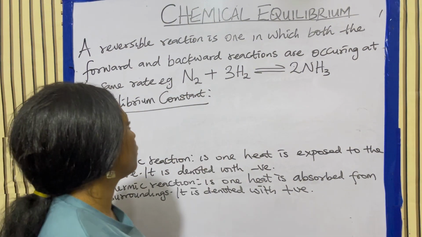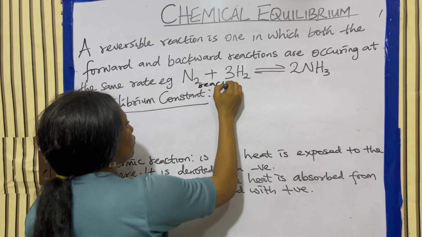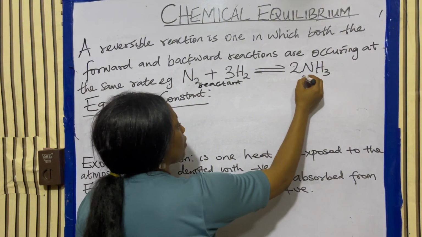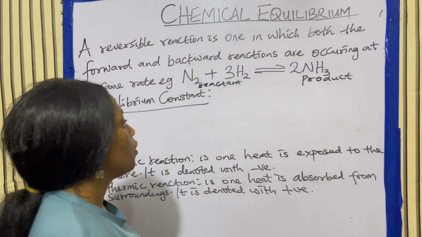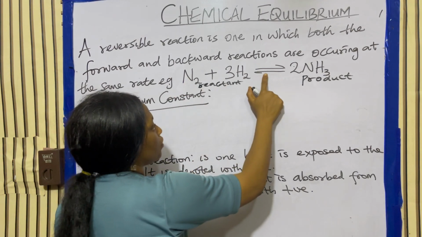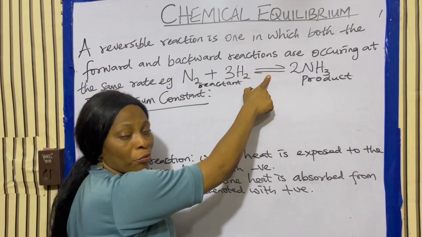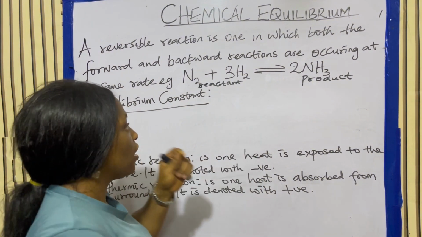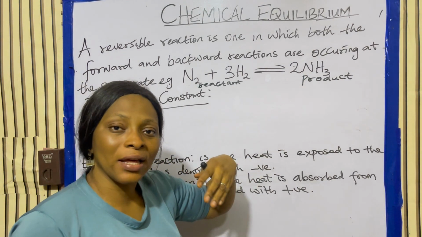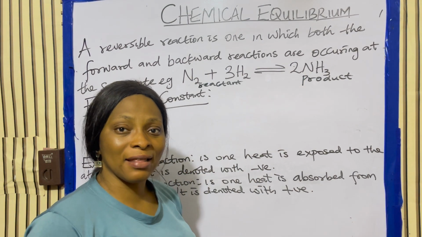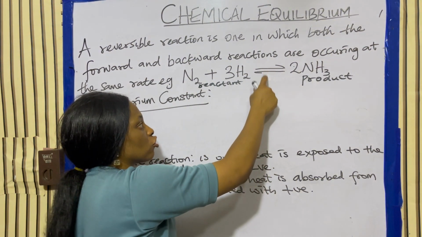Let's look at this now. If you look at this, this is the reactant, and these are the products. Are we following? Now, this sign shows that this reaction is a reversible reaction. That is a reaction in which the forward reaction and the backward reaction are taking place simultaneously, at the same rate. Are we following?